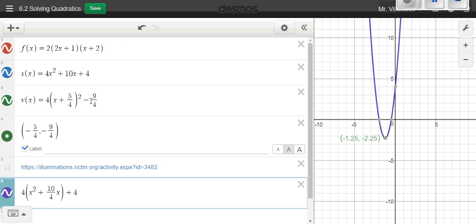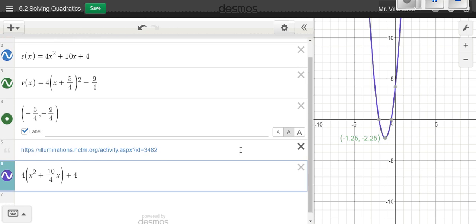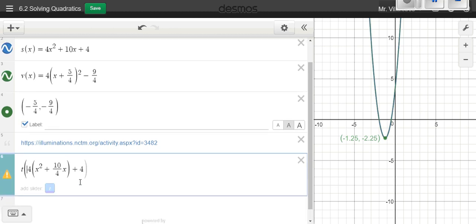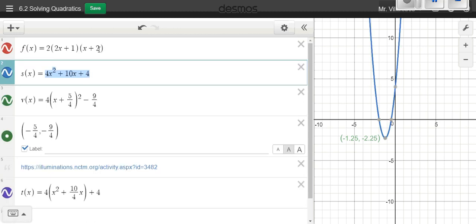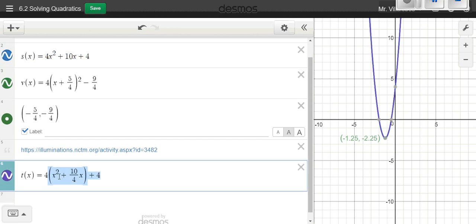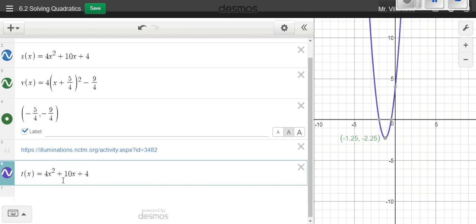Now here's the vertex form. Question is, how do we get there? Well, with the vertex, let's do this. We get to the transform form. Let's call it t of x equals 4, and then we take out, basically I'm going to copy this standard form here. It's right here. And that purple matches, okay.